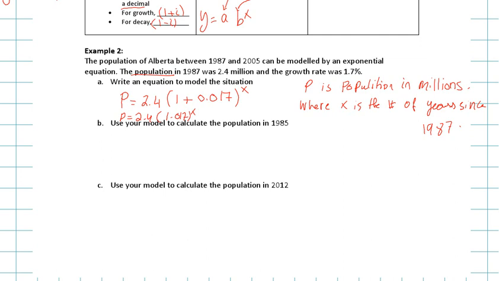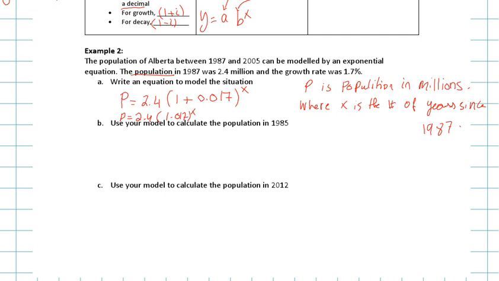Okay. Use your model to calculate the population in 1985. So, help me here. How can I find my population in 1985? Plug in 2. So it's 2. 2 is what? What year would 2 be? You're going backwards. So if I plug in 2, that means it's 1989. Then you can plug in -2, or you can plug in 2 and at the end subtract it from 2.4. Nope. You have to plug in -2.